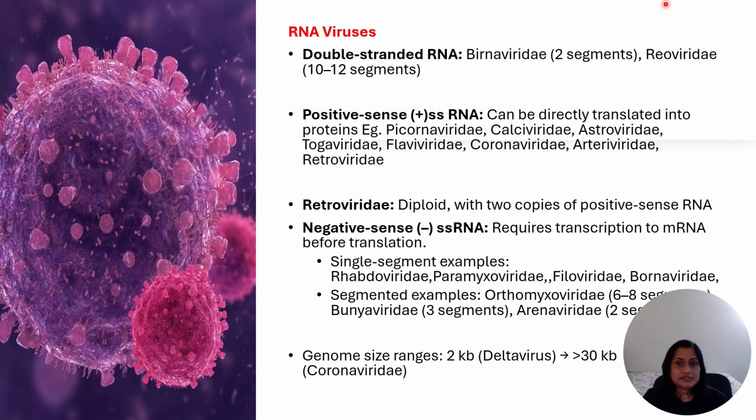Overall, the genome size of RNA viruses can vary widely, from very small, around 2 kilo base pairs in the case of Delta virus, to more than 30 kilobases in the case of coronavirus. So RNA viruses show incredible diversity, not just in structure but also in how they replicate and express their genes.